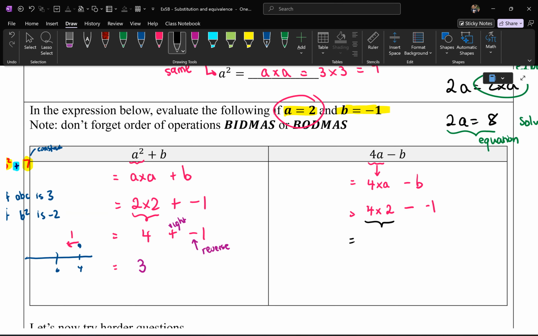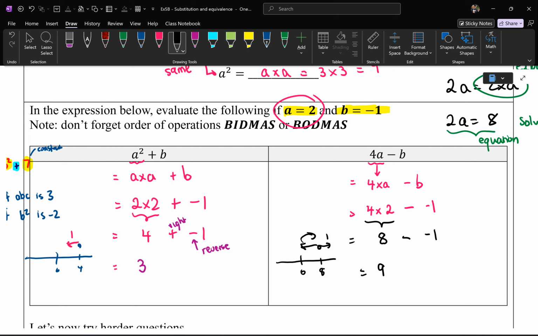4 times 2, 8. Be careful here. Minusing a negative 1. You use a number line. What's 8 minus negative 1? It is add. Very good, because on the number line, 8 is over here. Minus means you go left, but because you got a negative, it means reverse. So it means you're going to the right by 1. Now 8 goes to the right by 1. Means 9. So it's the same thing as saying 8 plus 1 gives you 9.